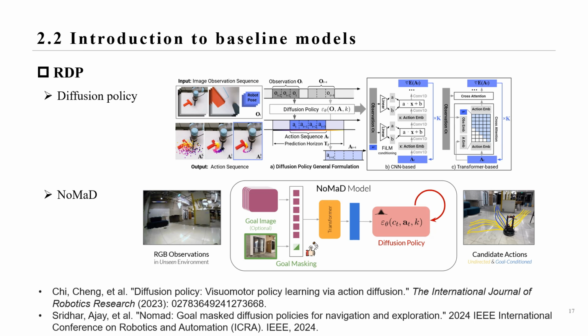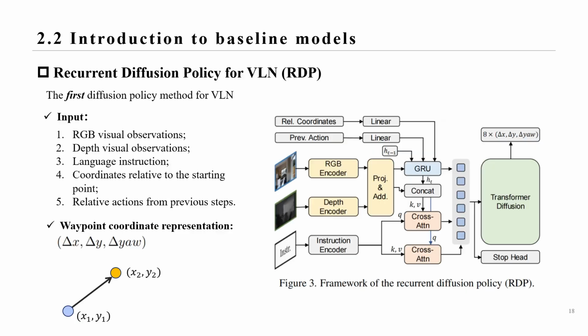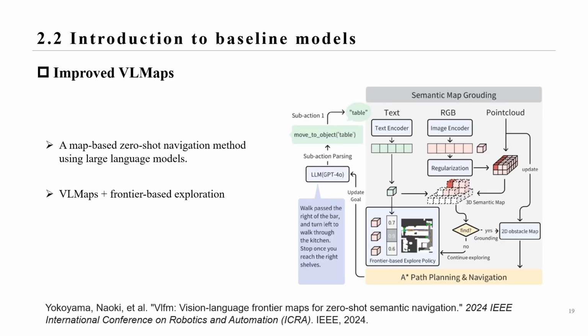Inspired by diffusion policy algorithms, we also propose the first diffusion-based recurrent network, recurrent diffusion policy for VLN, RDP. Inputs include RGB and depth observations, language instructions, relative start coordinates, and previous relative actions. Outputs are continuous offset coordinates for the next 8 steps. We also validated a training-free map-based LLM method. Classic VL maps cannot be directly applied to VLN, so we introduce a frontier-based exploration approach to enable zero-shot application.